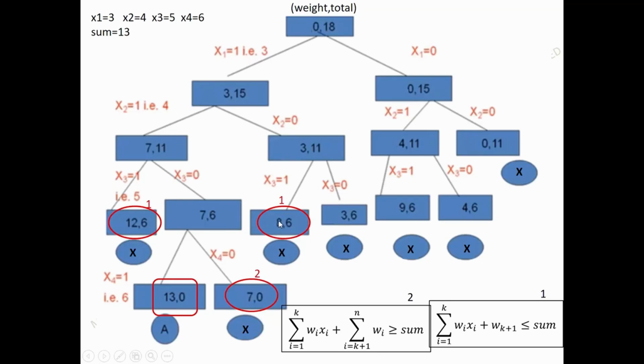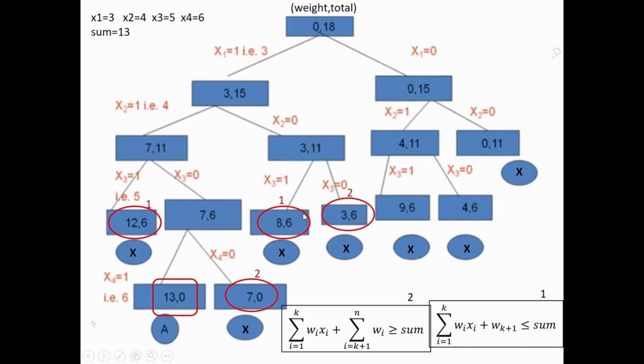What is the first constraint? This constraint says that the sum of all the wixi, that is the partial sum of weights, which is nothing but 8 here, plus the next immediate element, that at the next level is x4, that is 6, that total should be less than sum. That is 8 plus 6, which comes out to be 14, but that is not less than 13. So this first condition is being violated here.